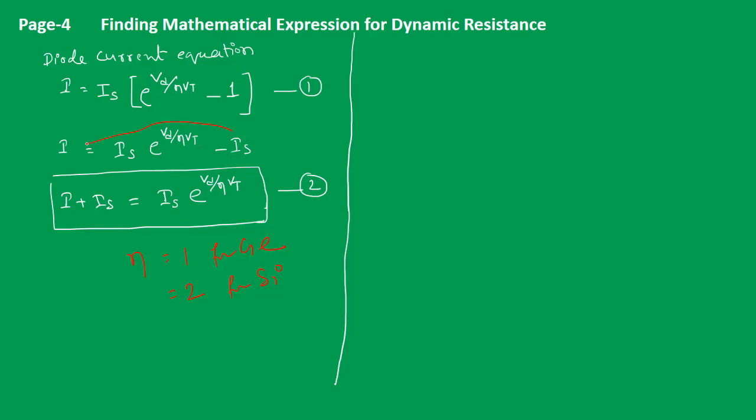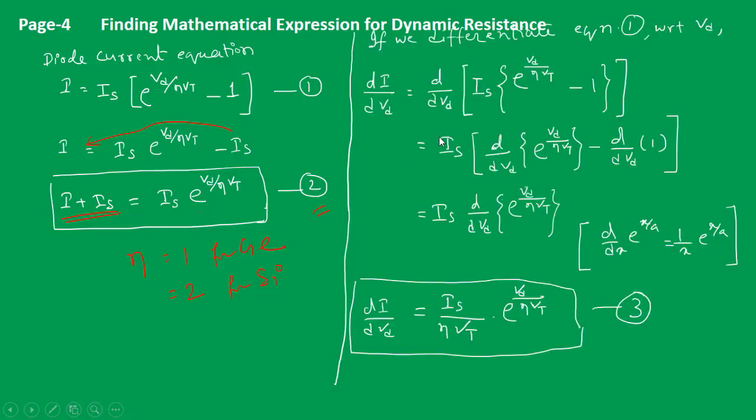If we take Is to the other side, we can write I plus Is equal to Is e to the power Vd divided by eta Vt. Let us call it equation number 2. Now our objective is to find the dynamic resistance, and we have seen that for this we need to find the change in voltage and change in current. So to find that change, we need to differentiate equation 1.